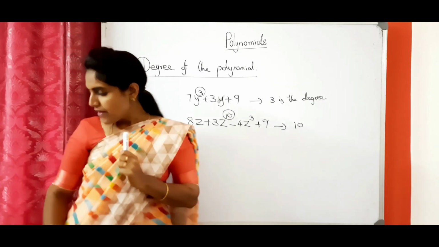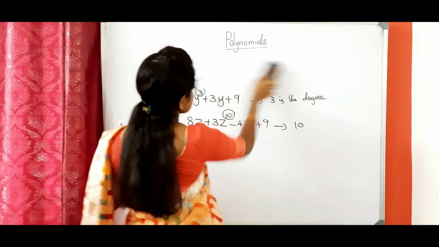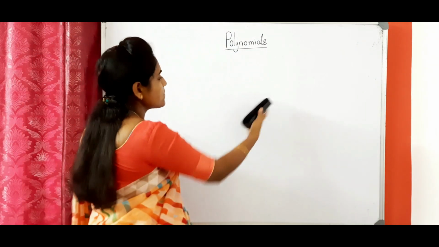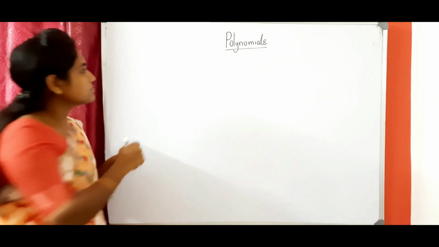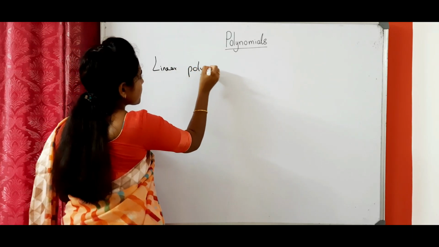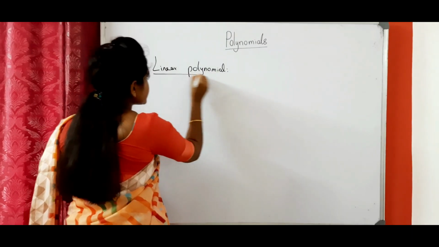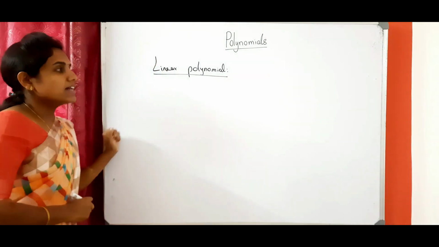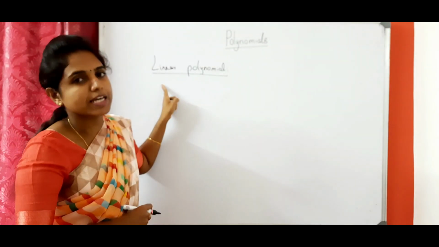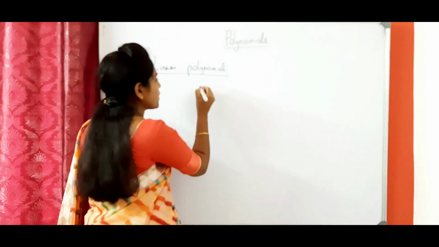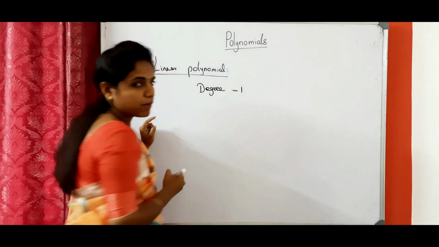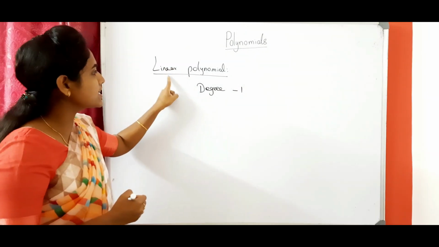Next, we have to know what is a linear polynomial, quadratic polynomial, and cubic polynomial. First, linear polynomial. What is called a linear polynomial? If the degree of the polynomial is 1, we can say that the polynomial is a linear polynomial.